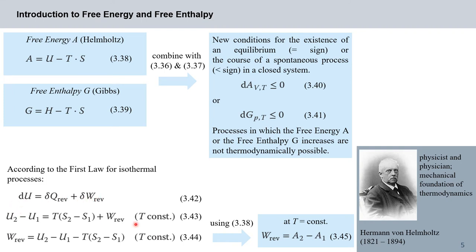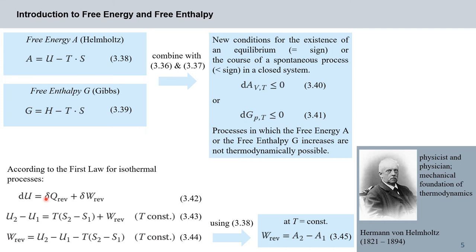If we work at constant temperature between two states, then we essentially see this equation expands to U2 minus U1 equals T times (S2 minus S1) plus this reversible work. Now we can just rearrange this equation for W reversible. So this will give us U2 minus U1 minus T times (S2 minus S1). So this entropy term here is equivalent to the reversible heat exchanged.